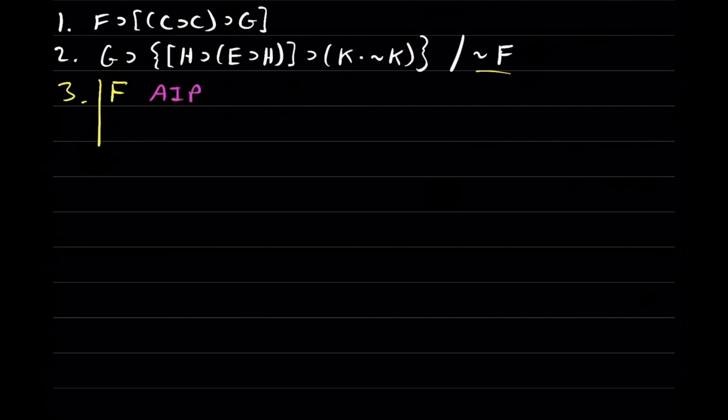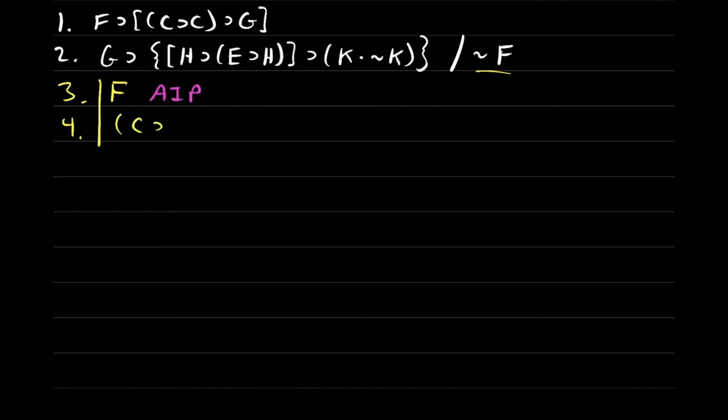Okay, and this gives me a really obvious starting point. I can do modus ponens with line 1. That will give me everything inside that bracket: C implies C implies G. Okay, this is going to be line 1 and 3 by modus ponens.